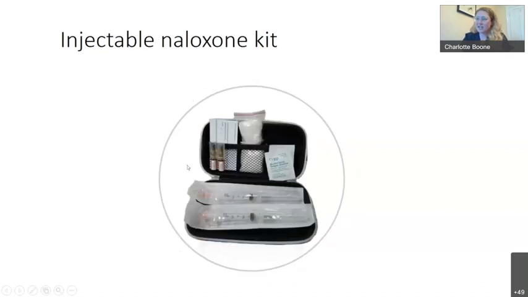What we see here is the injectable naloxone kit. So these were more common before. However, the government is now funding the nasal spray, but the injectable kit is still available. So what is contained in this kit is 2 needles and syringes, 2 vials of the naloxone, 2 alcohol swabs, again, the breathing barrier, again, the non-latex gloves, the instructions on how to respond, and a card identifying the person who's been trained.